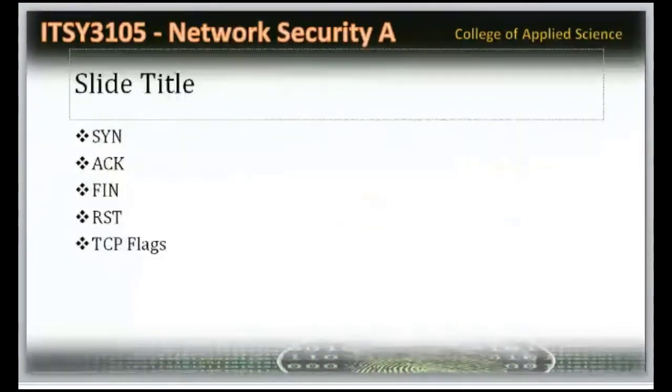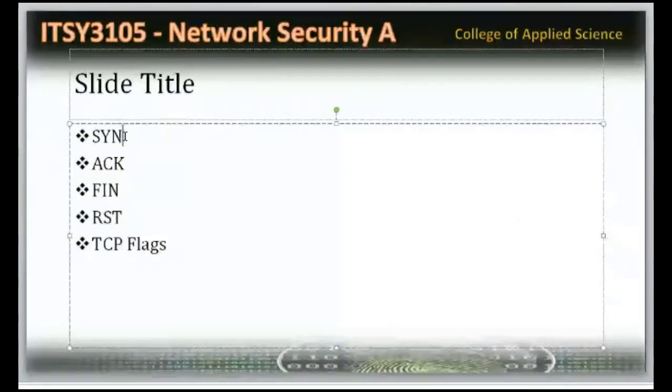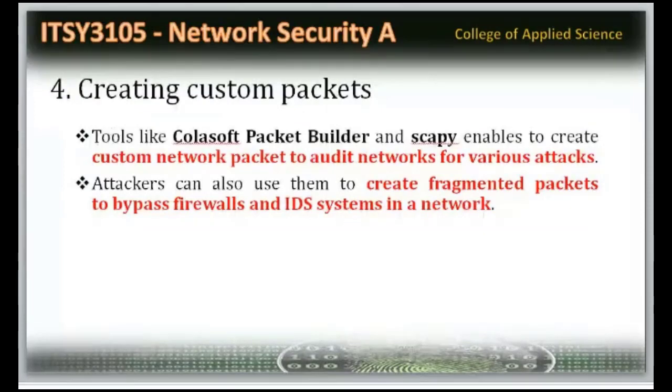Now there are 5-6 different flags available: SYN, acknowledgement, FIN, reset. There is another one called push, and one more called urgent pointer. So these are the different flags available. The attackers can use these flags to learn about the target machine. So this is the scanning concept. Now the next step is creating the packets.